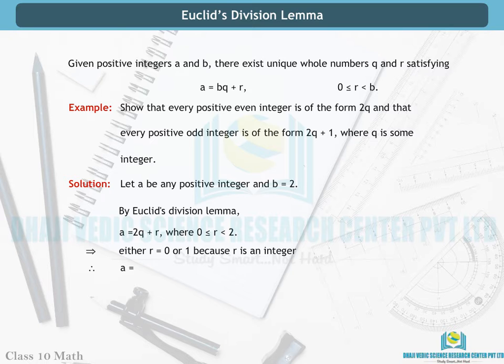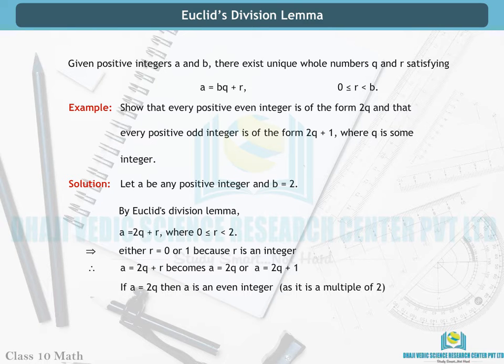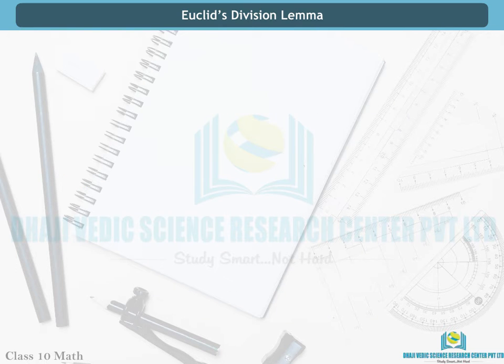Therefore, a = 2q + r, or it becomes a = 2q or a = 2q + 1. If a = 2q, then a is an even integer, as it is a multiple of 2. If a = 2q + 1, then a is an odd integer, as 2q is even, so 2q + 1 will be odd.